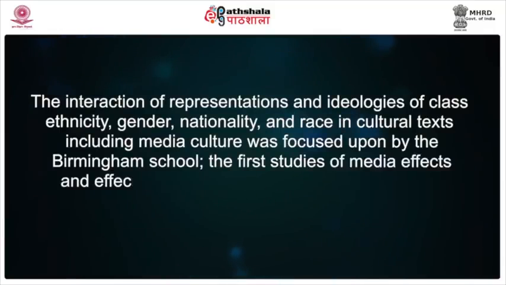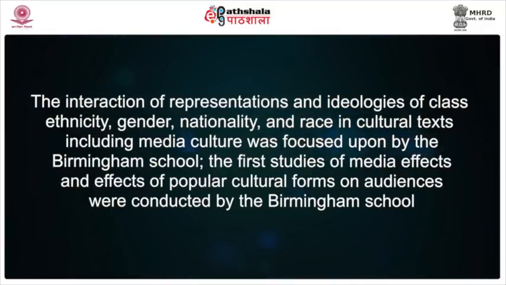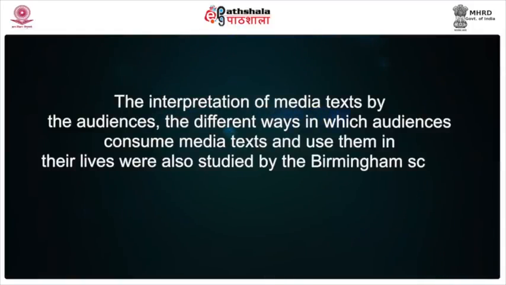The interaction of representations and ideologies of class, ethnicity, gender, nationality and race in cultural texts, including media culture, was focused upon by the Birmingham School. The first studies of media effects and the effects of popular culture forms on audiences were conducted by the Birmingham School. The interpretation of media text by the audiences, the different ways in which audiences consume media texts and use them in their lives were also studied by the Birmingham School.